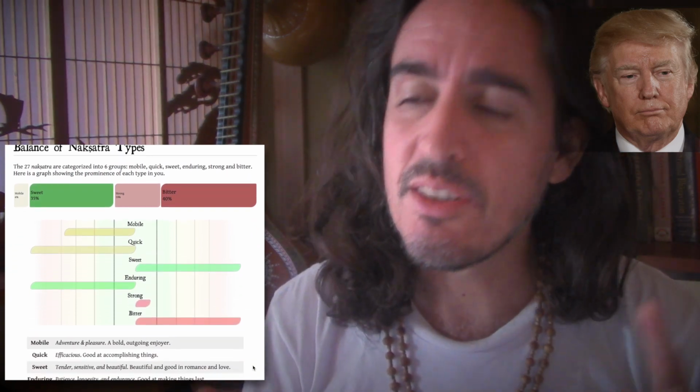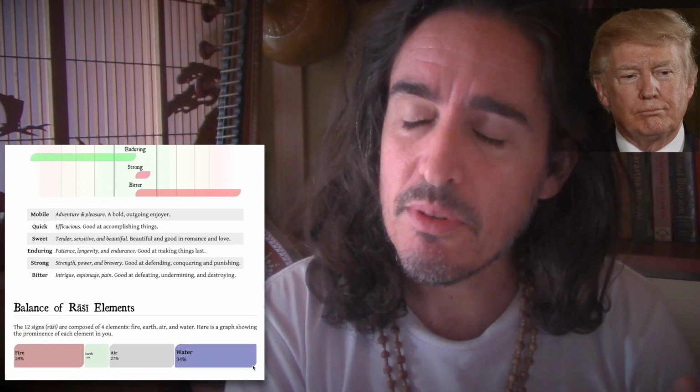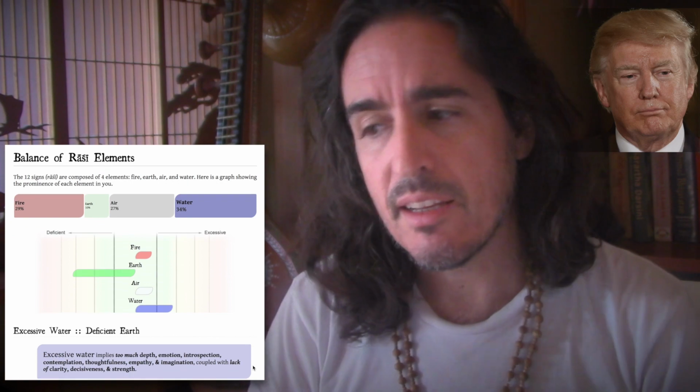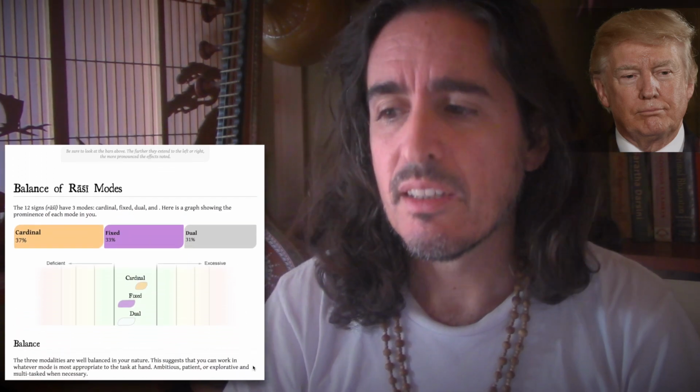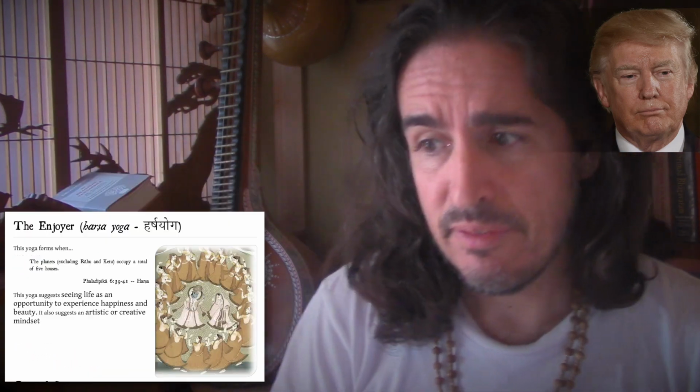In this series, we already talked about how to calculate and interpret the balance of nakshatra types. And it's based on these others, like calculation of the Rashi element balance, which we've also gone over already in the previous videos, and the calculation of the Rashi modes. Then there's another group of yogas called Sankhya yogas, where you count the number of signs that are occupied in total by the planets, excluding Rahu and Ketu. So you can have up to 7 signs. We find that Trump has 5, and so he has something called a harsha yoga.